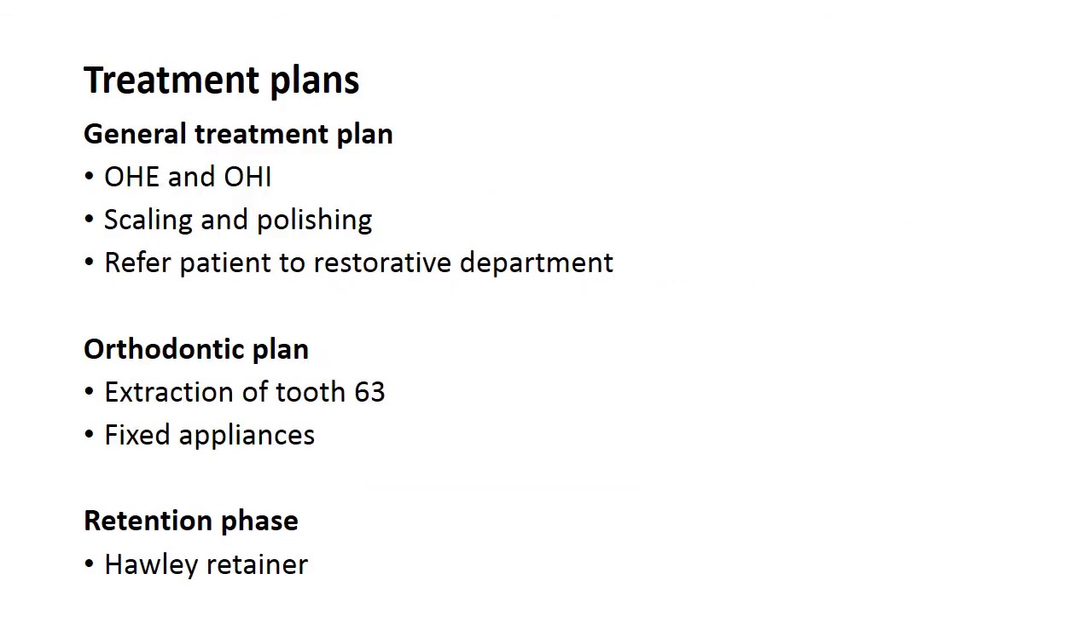So these are the treatment plans. The general treatment plan is oral health education and oral hygiene instruction, scaling and polishing, and also referring the patient to the restorative department. For the orthodontic plan, I plan to extract tooth 6-3 and give this patient fixed appliances. And then for the retention phase, it is wholly retained. Thank you.